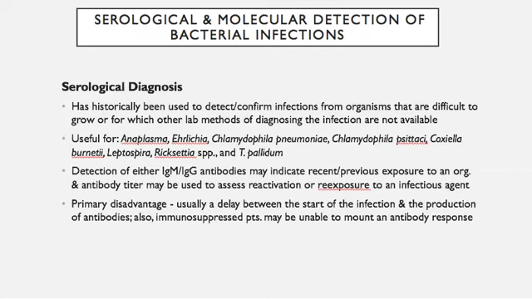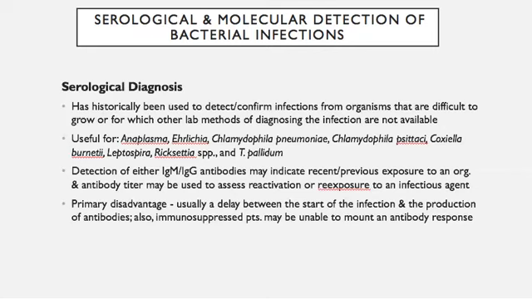And generally what these tests are looking for is detection of either IgM or IgG antibodies, which would indicate either a recent or a previous exposure to an organism. And the antibody titer may be used to assess reactivation or re-exposure to an infectious agent. So, and I'm sure you probably talked about this in other classes, but the titer tells us kind of how much of it is present in the patient's blood.